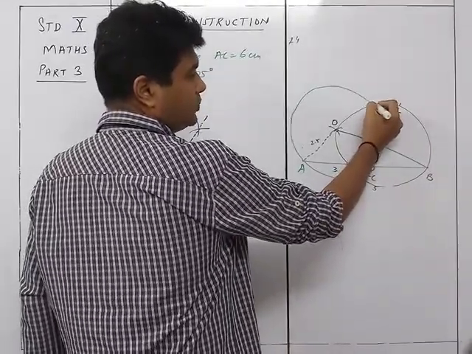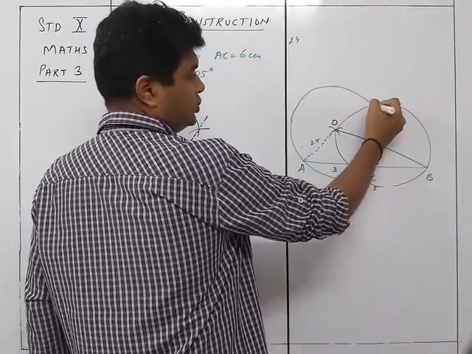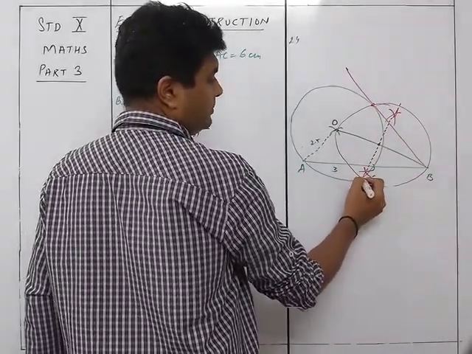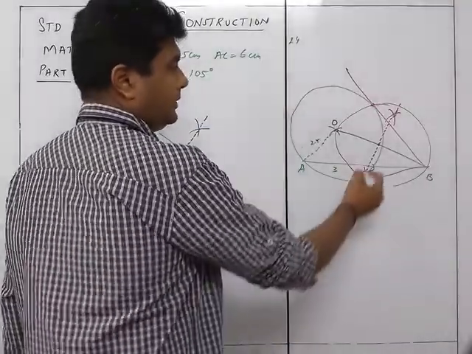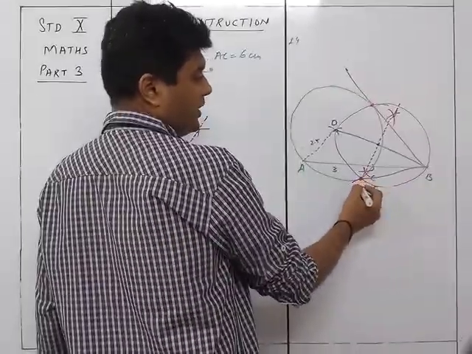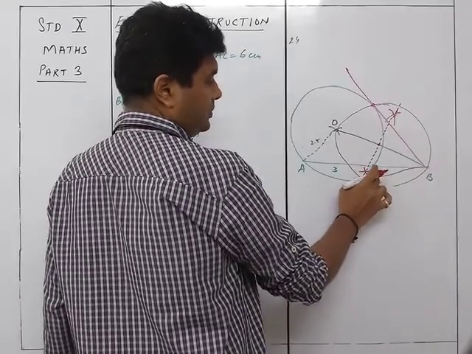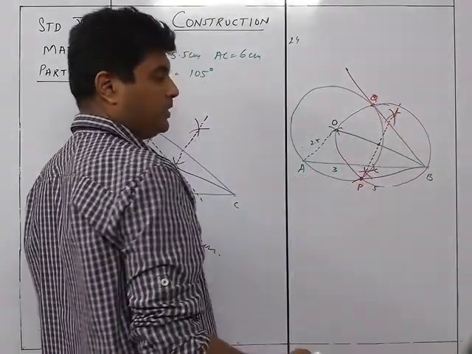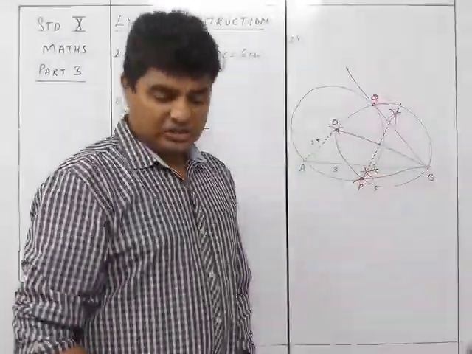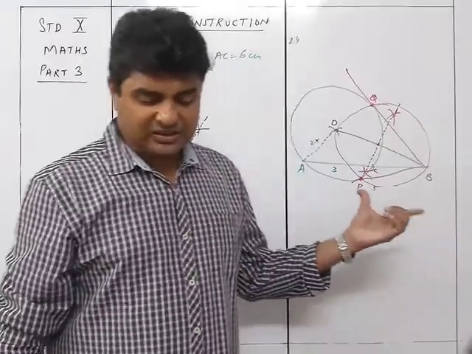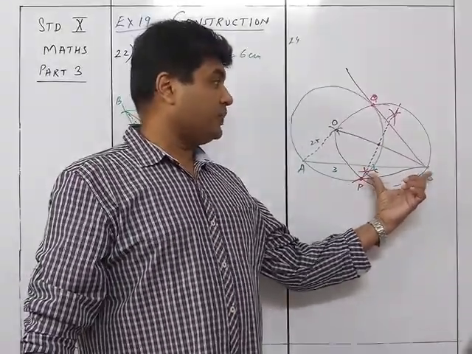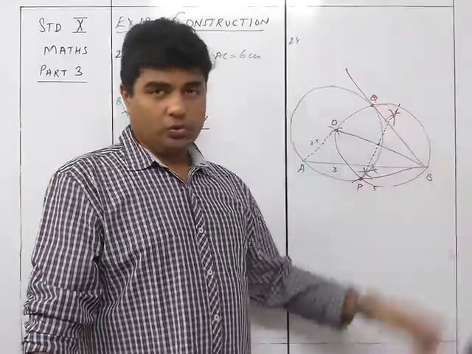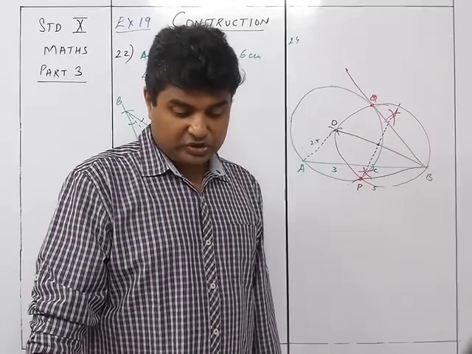You get these 2 points, 1 point here and 1 point here. You just join this point with B and this point with B. So this is the required. This is your point P. This is your point Q. So PB and BQ are the tangents to this circle. You need to measure this distance, the length of PB and BQ, which will be the same, and you need to measure it and write it down.